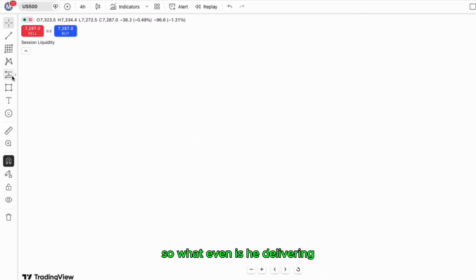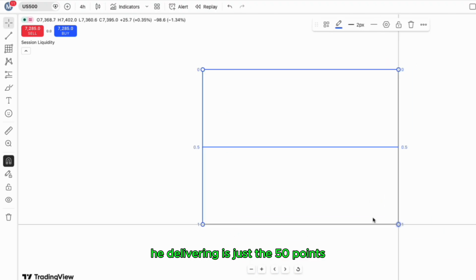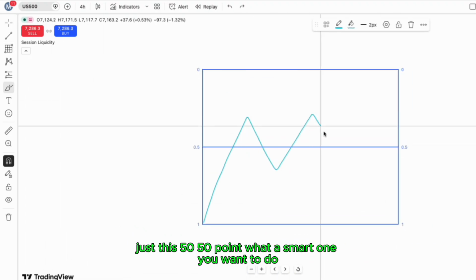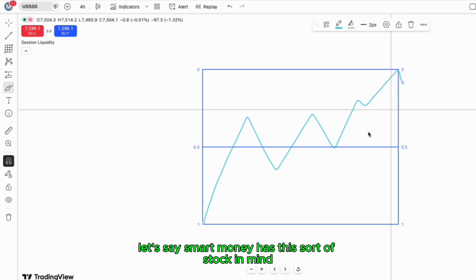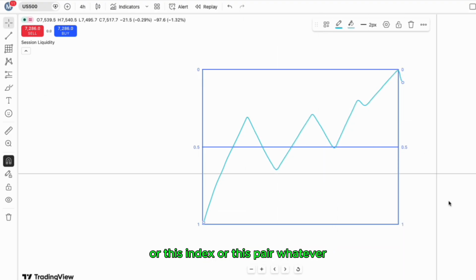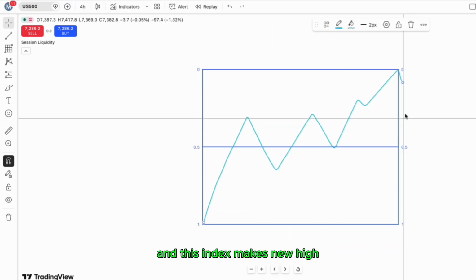So what even is equilibrium? Equilibrium is just the 50 point. It's just this 50-50 point. What does smart money want to do? Let's say smart money has this sort of stock in mind, or this index, or this pair, or whatever. And this index makes a new high.